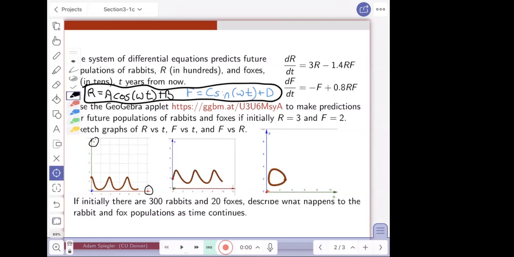These coefficients, the B and the D, are telling us where the center of this is. And these coefficients, A and C, are telling us the lengths of the major and the minor axes of this oval trajectory that we're getting. So let's take a look at what this graph that we get for R and F is actually telling us.